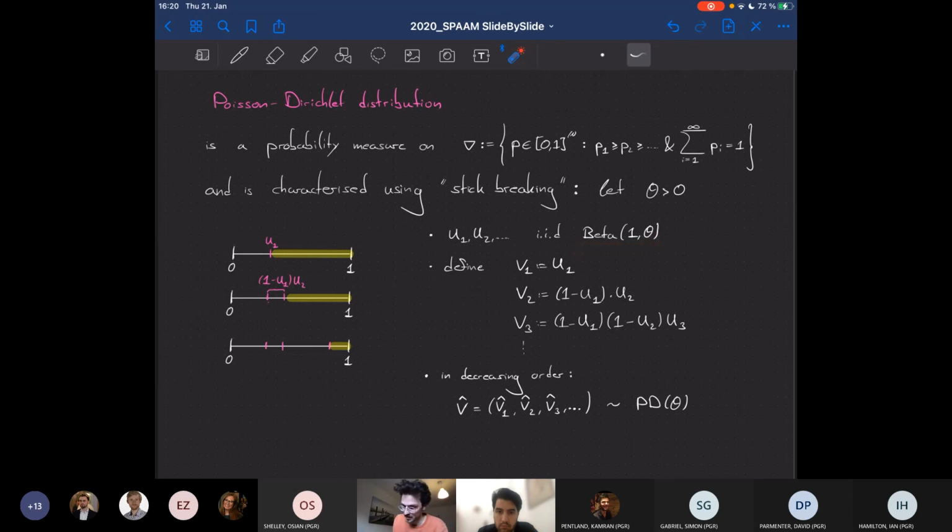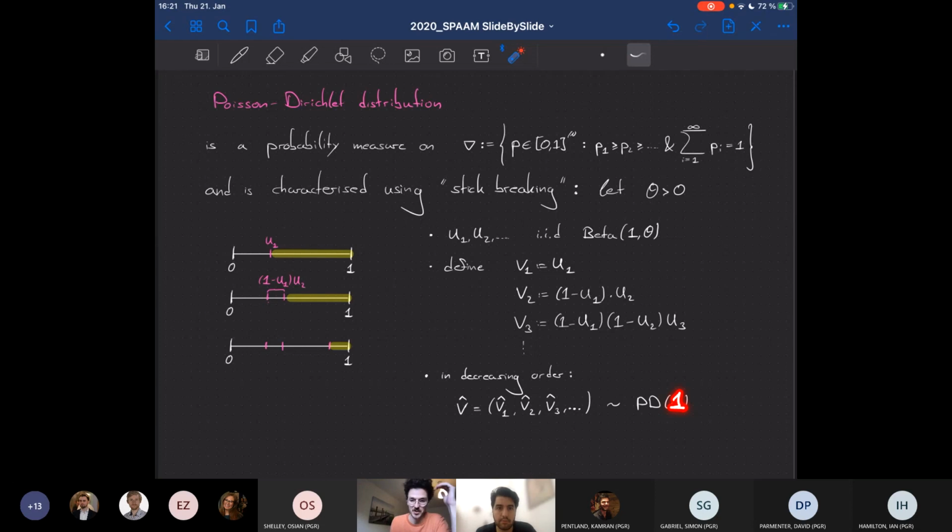In the case of theta equal to 1, these are just uniform distributions on the unit interval. What we do now is we take a stick of length 1 and we break off a piece which has length u1. Now we take the remaining piece, which has length 1 minus u1, and we break off a piece of u2. We again are left with a stick which has length (1 minus u1) times (1 minus u2). If you go on like this and eventually reorder your sticks in decreasing length, this will be distributed with respect to a Poisson-Dirichlet distribution. In the case with uniform distribution, this will be a Poisson-Dirichlet 1 distribution.